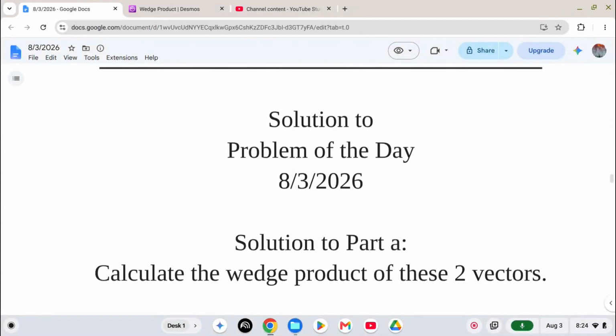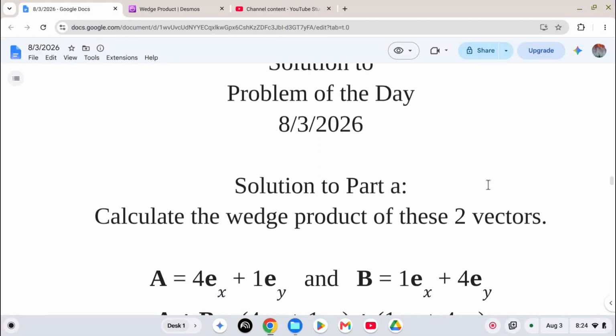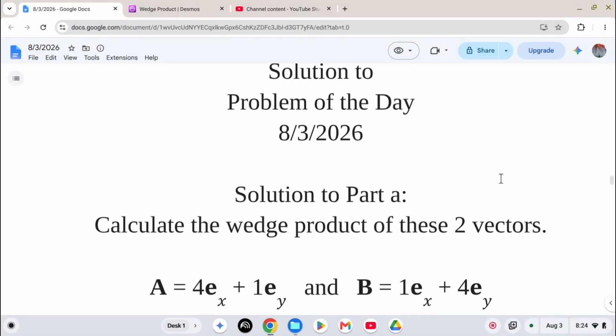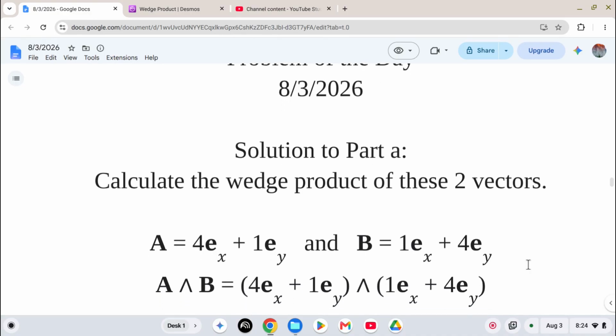Welcome to the solution to the problem of the day, which was posted yesterday, 8/3/2026. The first part was to calculate the wedge product of these two vectors. We've got vectors A and B, and we write it like this: A wedge B.